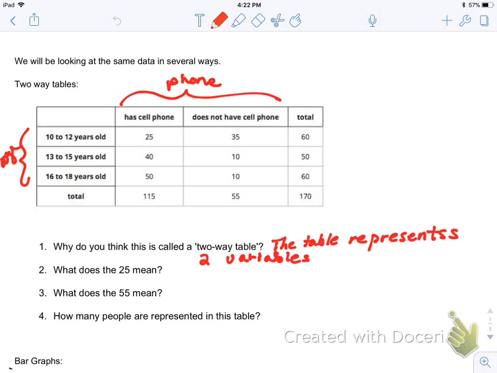Looking at the table, I'd like you to decide what the 25 means. Hopefully you could see that the 25 means that 25 people who were 10 to 12 years old had a cell phone.